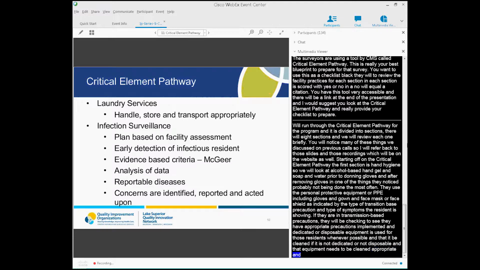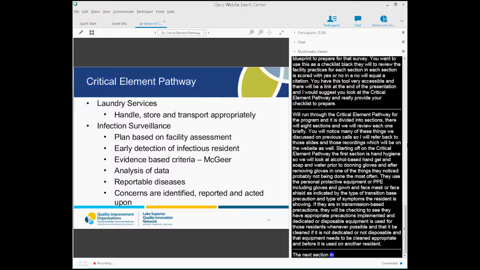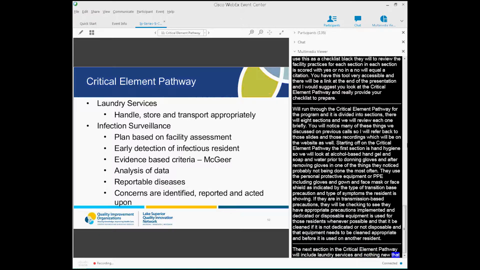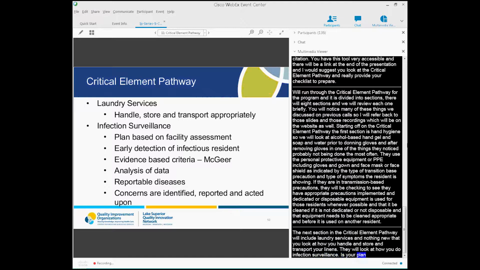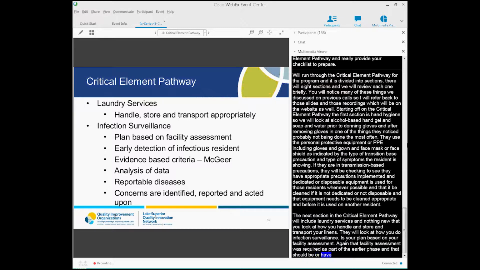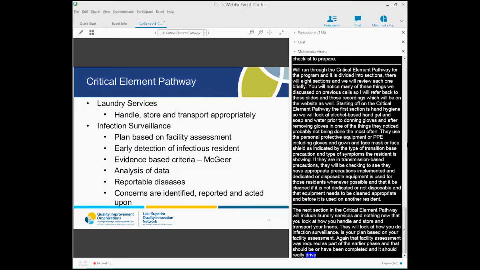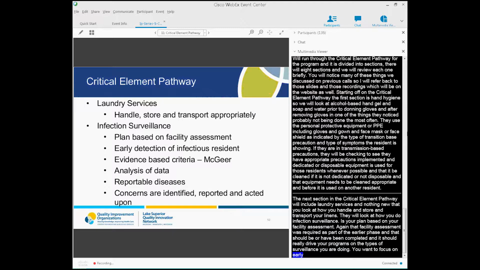The next sections in that critical element pathway will include laundry services, nothing new there. We're going to look at how you handle, store, and transport your linen. They're going to look at how you do infection surveillance. Is your plan based on your facility assessment? Again, that facility assessment was required as part of the earlier phases. That should have been completed, and that should really drive your program and the types of surveillance that you're doing. You want to focus on early detection of that infectious resident to prevent transmission to the other residents.